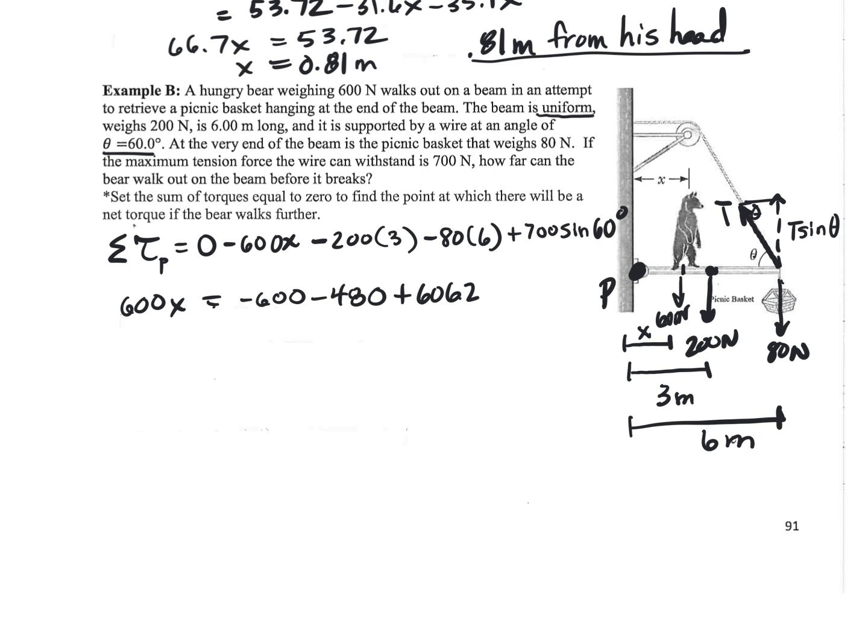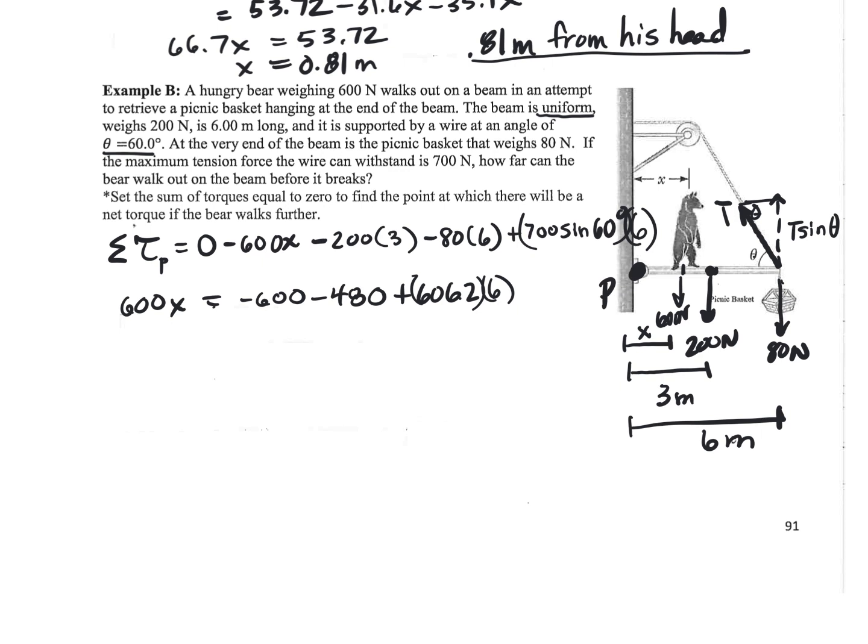Oh, wait a minute. Hey, did we forget the times 6? I forgot the times 6 here. This is times 6, isn't it? We've got to do the times 6, because that's the distance, 6 meters from the... Yeah. So we do what?